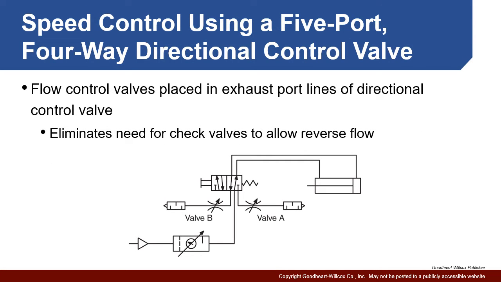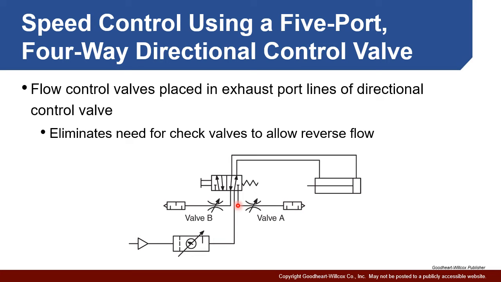We can accomplish the same thing with a 5-port valve, right? Essentially, we're doing the same thing, but we're placing our flow control valves here, right? So when we want to extend the cylinder, we would actuate this valve, right? Fluid would come out and extend it, and we are going to meter the flow out because it's going to come back here and go through valve A.